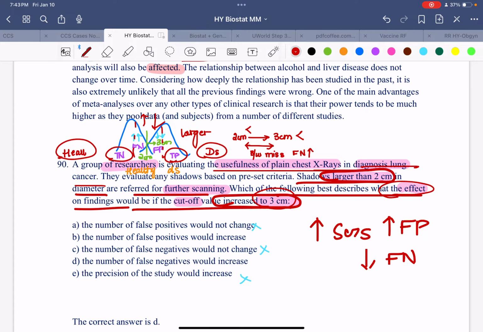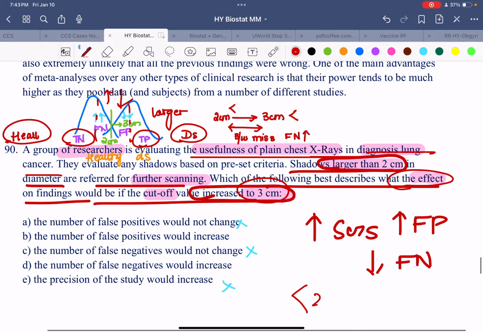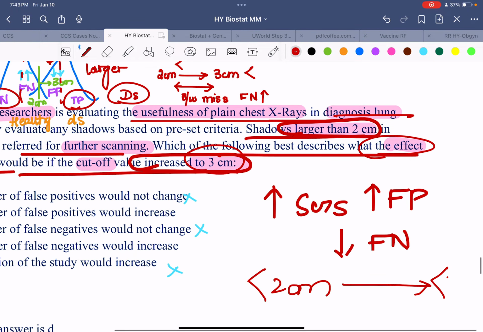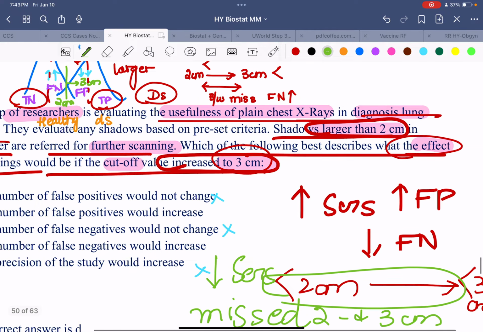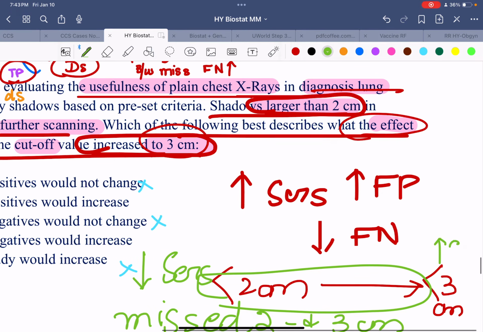Now this is a very important question. Normally we are referring only the patients who are greater than 2 centimeter. But suppose we begin to refer only the patients who are greater than 3 centimeter. So what about the patients who are between 2 and 3 centimeters? If they have lung adenocarcinoma, of course they are being missed, right? Because they are being missed in the initial screening test, the sensitivity of the test is going down, and the test is becoming more and more specific, right?